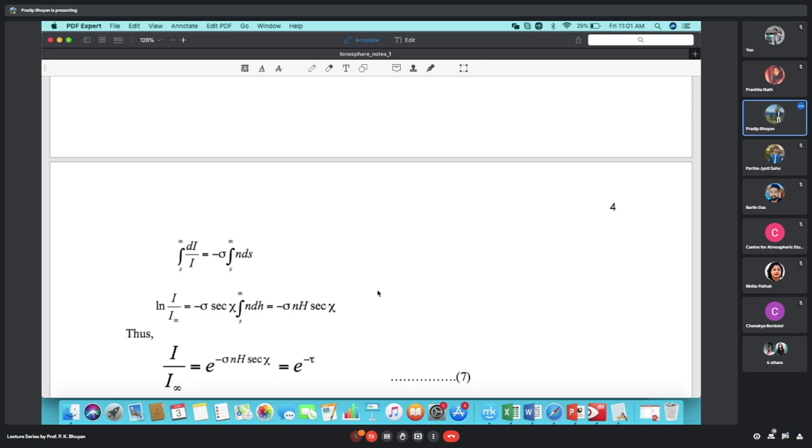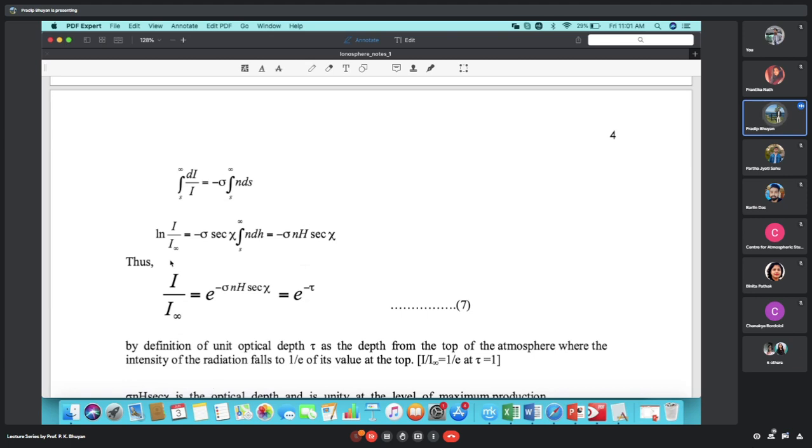So log of I by I infinity is equal to minus sigma n h secant chi. So I upon I infinity becomes equal to exponential of minus sigma n h secant chi, exponential minus tau. This is another parameter which is very widely used to understand the absorption of radiation in the atmosphere. Tau is also called the optical depth.